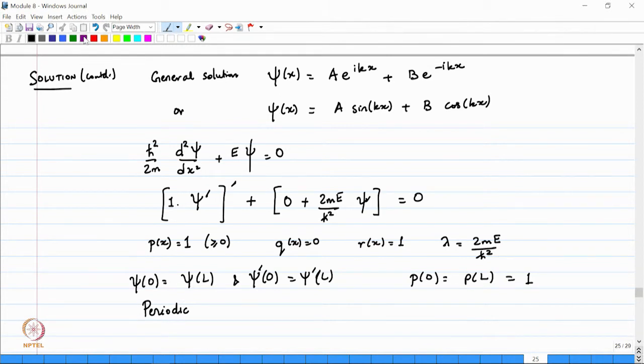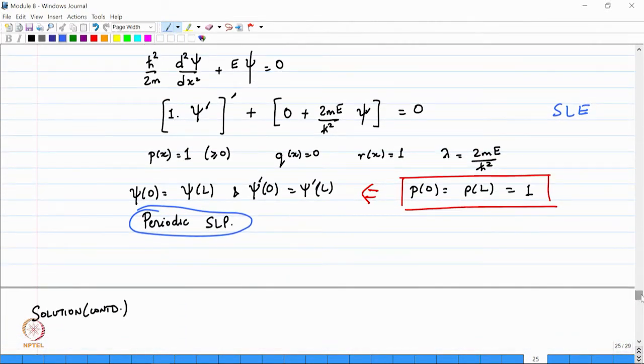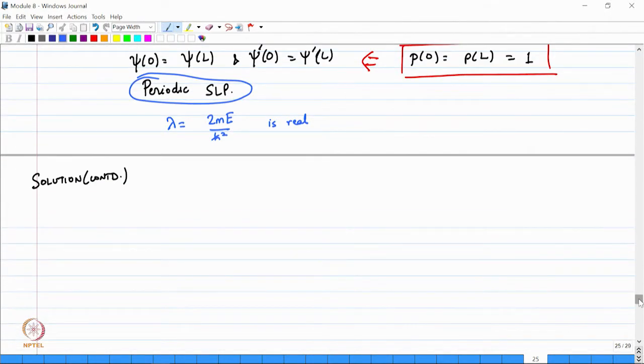So, actually just by this equation, we can look for solutions that satisfy this. So, this is a periodic Sturm Liouville problem. This is a Sturm Liouville equation, and these boundary conditions imply that it is a periodic Sturm Liouville problem. So, what that means is that you can have solutions. The lambda equal to 2 m E by h cross square is real. So, you can have various solutions.